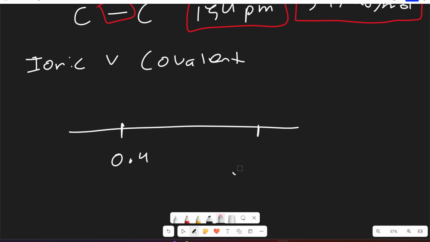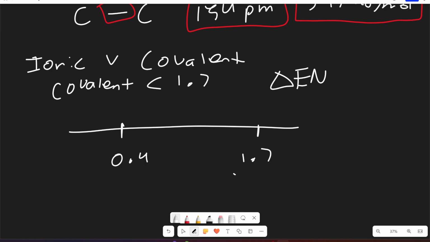So these values right here, 0.4 and 1.7, that's going to be our delta EN, which is essentially just the electronegativity difference between the two atoms in the bond. So anything less than 1.7 is going to be covalent bonds, and then anything that's greater than 1.7 will be ionic. So some examples, NaCl, and then H2.